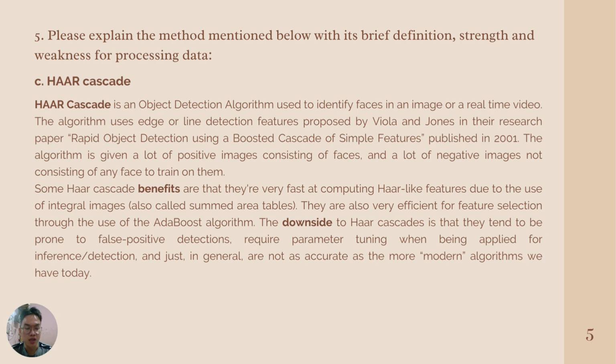Some Haar cascade benefits are that they are very fast at computing Haar-like features due to the use of integral images, also called summed area tables. They are also very efficient for feature selection through the use of the AdaBoost algorithm. The downside to Haar cascades is that they tend to be prone to false positive detection, require parameter tuning when being applied for inference or detection, and just in general are not as accurate as the more modern algorithms we have today.